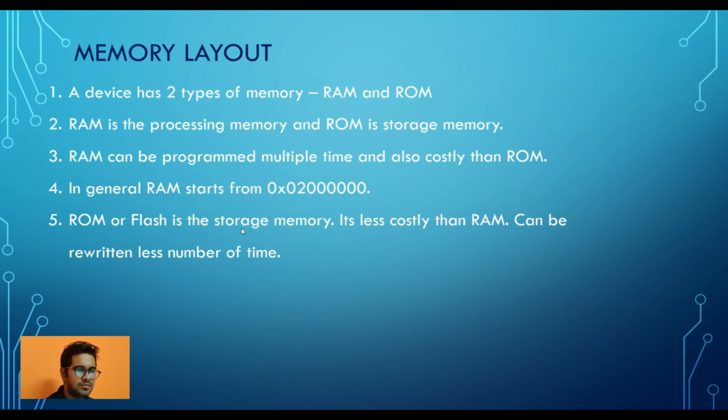So RAM is the processing memory, like how fast your system is depends on the RAM of the system. And ROM is basically the flash area, where we are storing the data. So for embedded purposes, for a microcontroller, RAM will be the processing part of the memory, and flash or ROM will be the storage area, where code will be stored or the constant variables will be stored. So any device will typically have these two things, RAM and ROM.